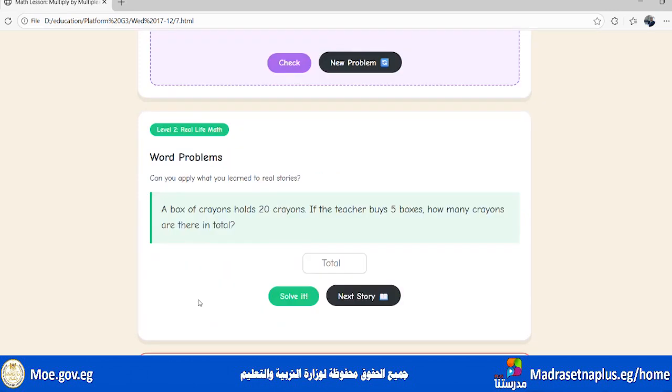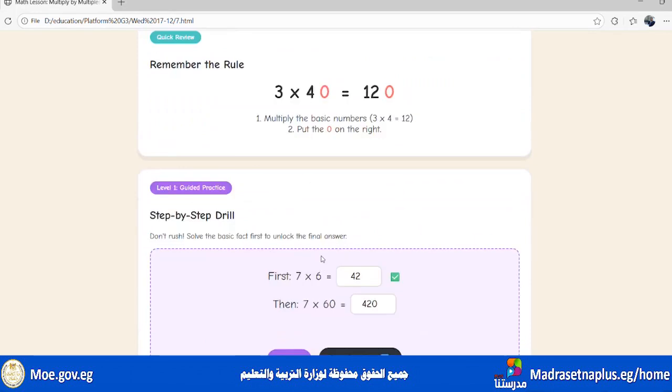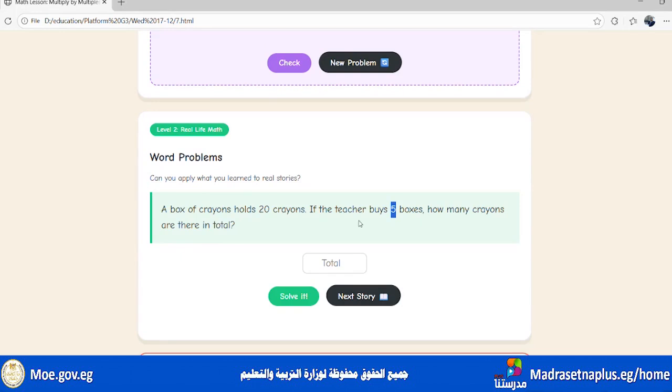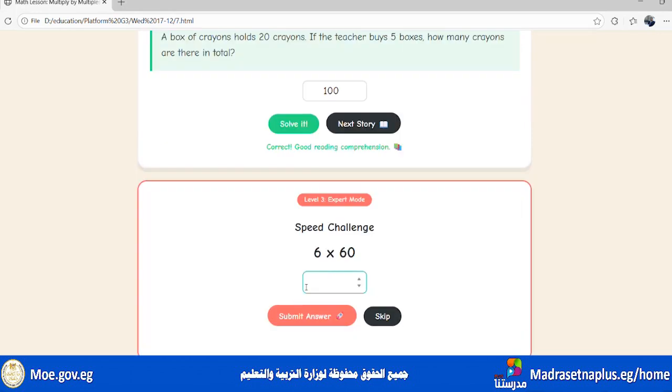We have a word problem about multiplying by multiples of 10. A box of crayons holds 20 crayons. If the teacher buys 5 boxes, how many crayons are there in total? We have 20 times 5. This is called magic zero. Multiply 2 by 5, it will be 10. Put 0 on the right. It will be 100. We can skip to get another one, and so on.